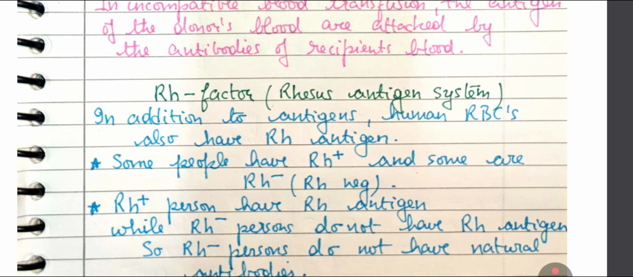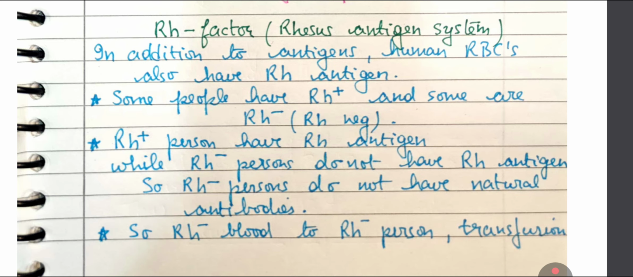RH factor, rhesus antigen system. One more thing to be taken into account when transfusing or giving blood is that in addition to antigens, human RBCs also have RH antigen. Some people have RH positive and some are RH negative. RH positive persons have RH antigen, while RH negative persons do not have an RH antigen. So RH negative persons do not have natural antibodies for this.